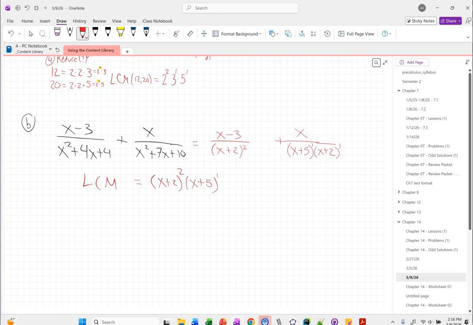Am I ever going to FOIL that out? God, no. Like what a useless waste of time, and it's gonna take a long time, because that's a lot of FOILing to do, right? Nobody wants to do that. You do not do that. Never ever.